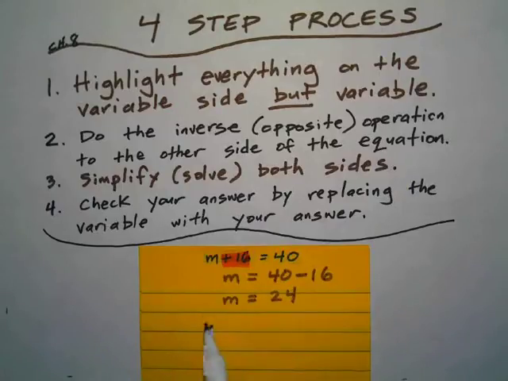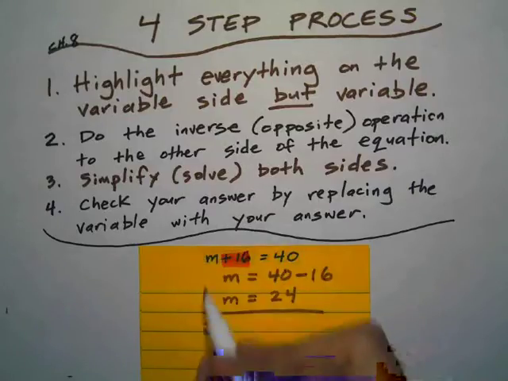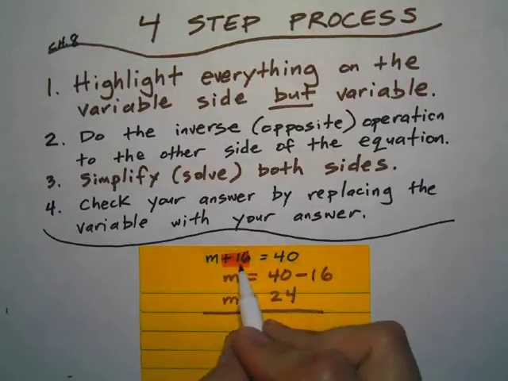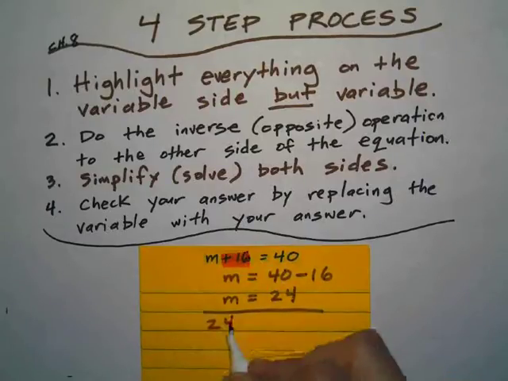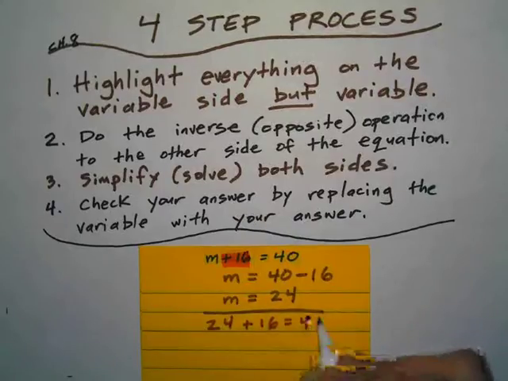Step 4, a very important step to keep you from making any silly mistakes, is to check your answer by replacing the variable with your answer. So the original equation had m plus 16 equals 40. So we're going to replace m with 24 and write the rest of the equation.